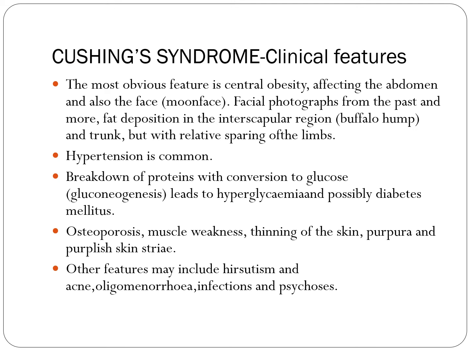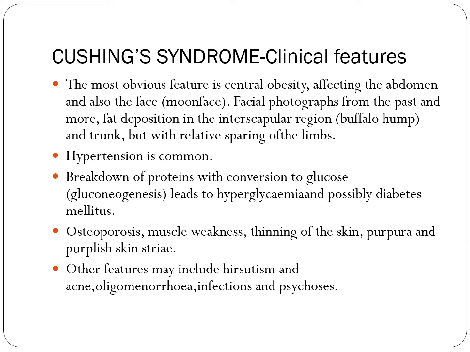Cushing syndrome. So, what are the main clinical features we can see? The face becomes moon face, and if facial photographs from the past and present are compared, there is a lot of difference because of fat deposition. Also in the interscapular region we can see a buffalo hump, truncal obesity, and sparing of the limbs. Hypertension is common.